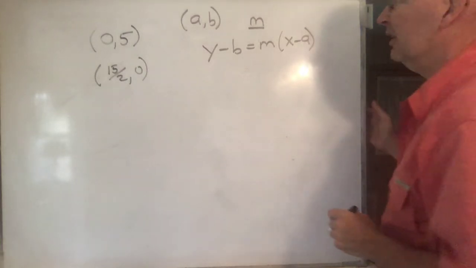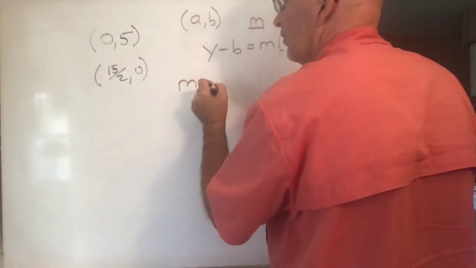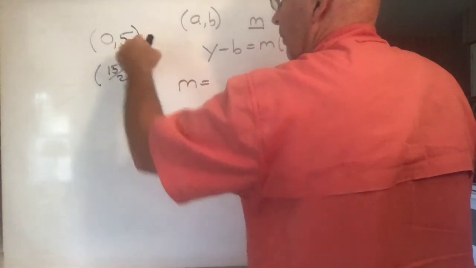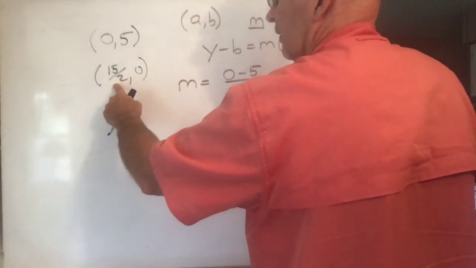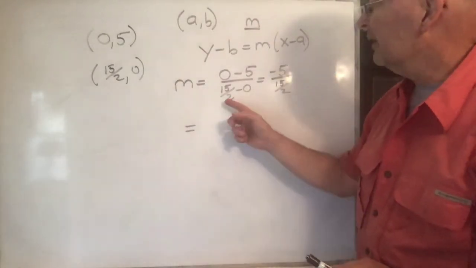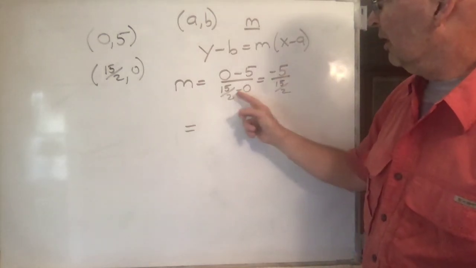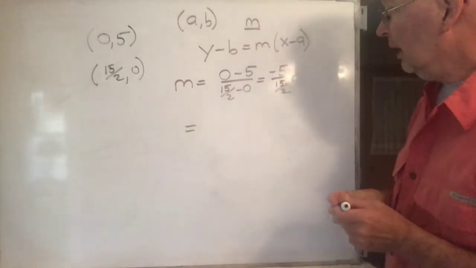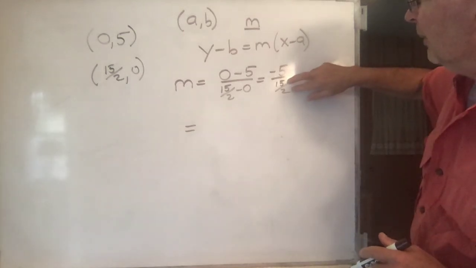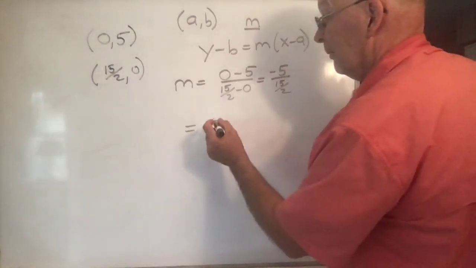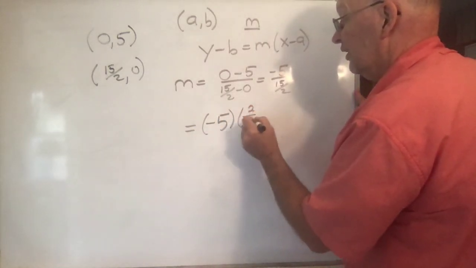So, in our case, we need to first find the slope, and the way you get the slope is by taking, for example, 0 minus 5 divided by 15 halves minus 0. There was a little technical glitch there. So go ahead and simplify it. You're going to have negative 5 over 15 halves. Now I know that if you divide by a fraction, that's the same as multiplying by the reciprocal. So you're going to get negative 5 times 2/15.